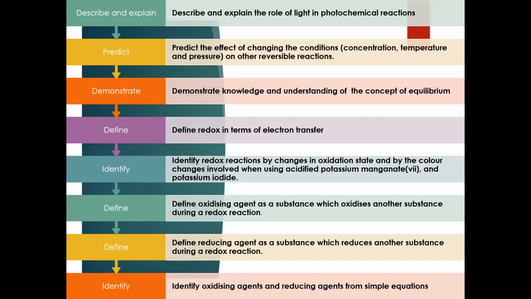and potassium iodide. Define oxidizing agent as a substance which oxidizes another substance during a redox reaction. Define reducing agent as a substance which reduces another substance during a redox reaction. Identify oxidizing agents and reducing agents from simple equations.